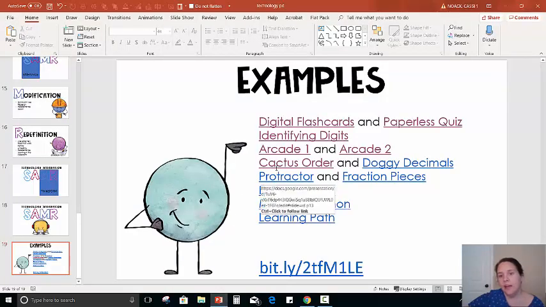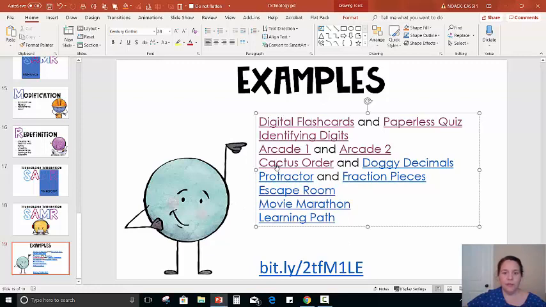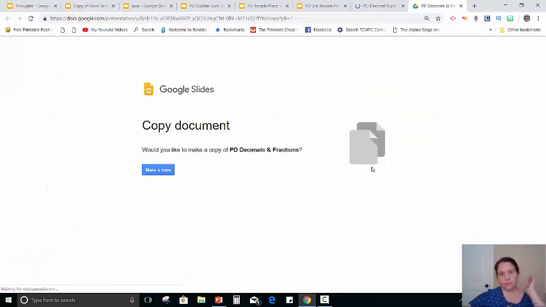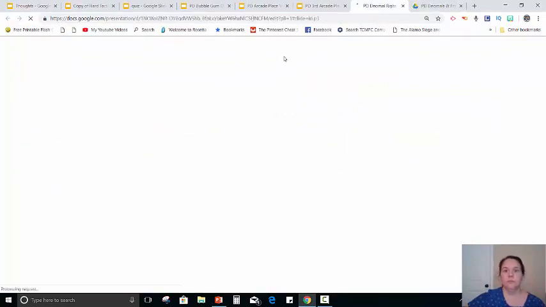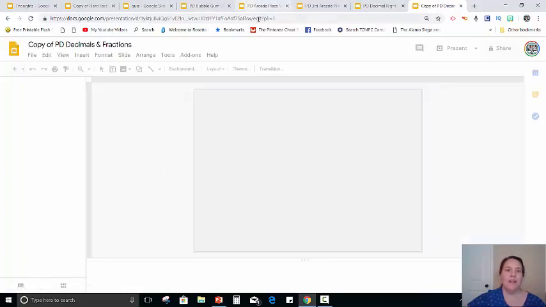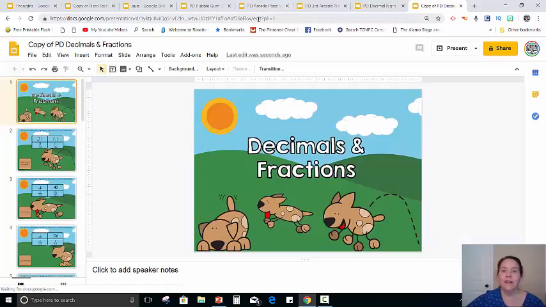All right, so let's look at another set of examples. This is another great thing about Google Slides. You can force your students to always make a copy, and you just do that by giving them the special link that forces them to make a copy.